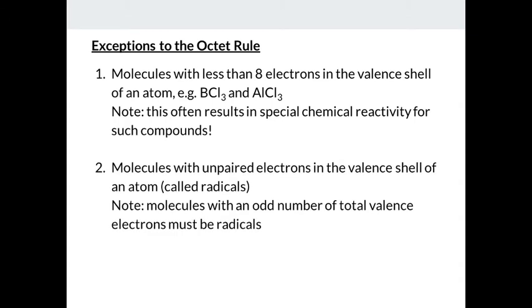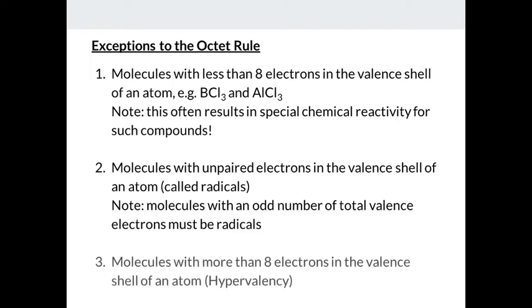The second case is molecules with unpaired electrons in the valence shell of the atom. These molecules are also called radicals. Note that molecules with an odd number of total valence electrons must be radicals because there's no way to arrange all of the electrons in bond pairs and lone pairs. There must be one unpaired electron left. And the third example is molecules with more than 8 electrons in the valence shell of an atom, and this is also called hypervalency.